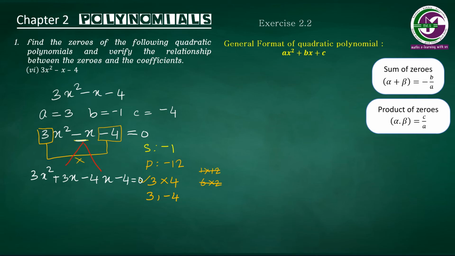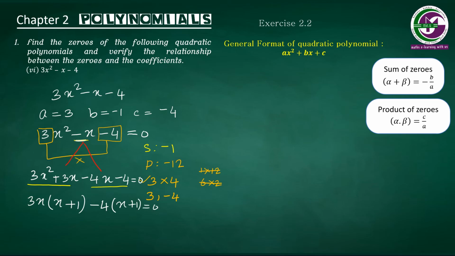Now we'll take the first two terms and the last two terms, and we'll find the common factor from the first two terms. Which is the common factor from the first two terms? 3x is a common factor. So 3x square divided by 3x is x, plus 3x divided by 3x is 1. Now from the last two terms you can take 4 as common factor. So x plus 1 equals 0.